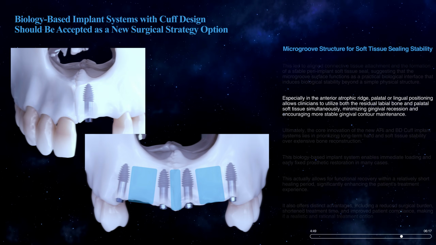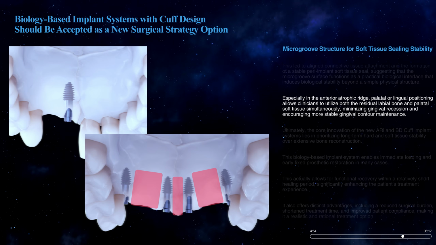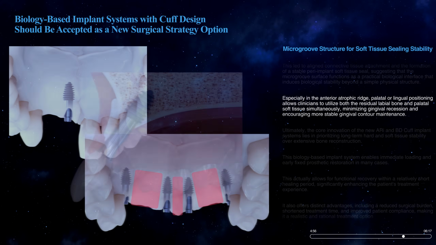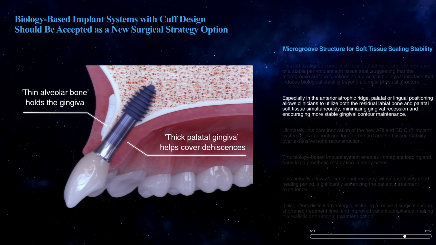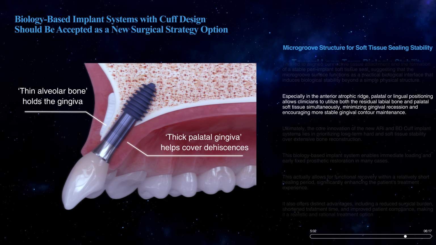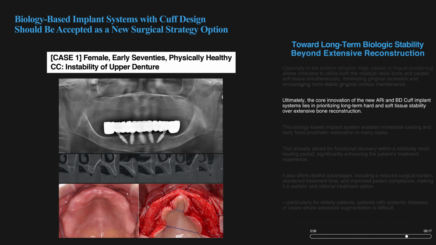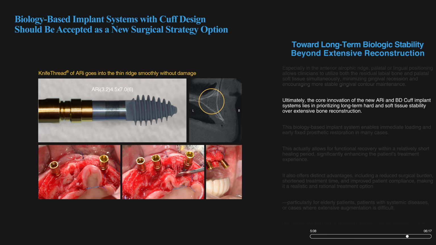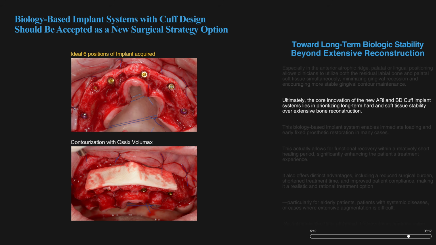Especially in the anterior atrophic ridge, palatal or lingual positioning allows clinicians to utilize both the residual labial bone and palatal soft tissue simultaneously, minimizing gingival recession and encouraging more stable gingival contour maintenance. Ultimately, the core innovation of the new RE and BD cuff implant systems lies in prioritizing long-term hard and soft tissue stability over extensive bone reconstruction.